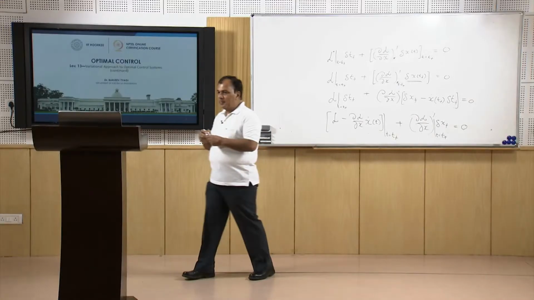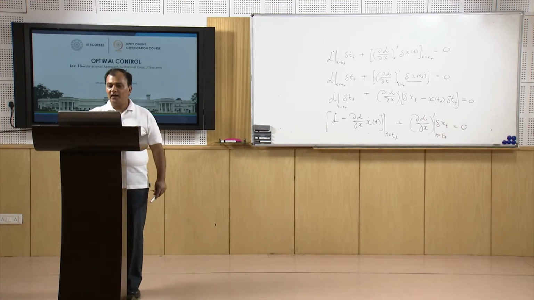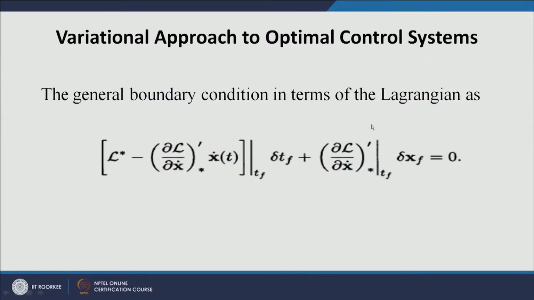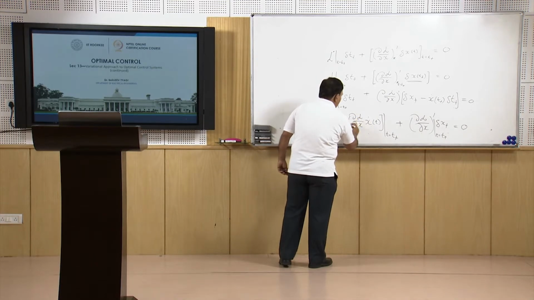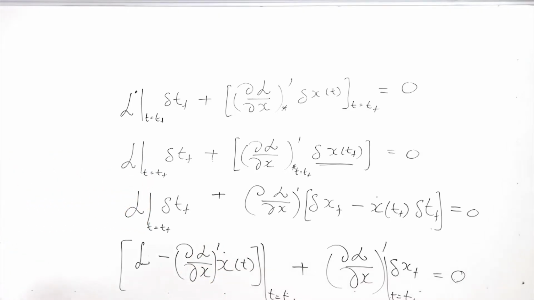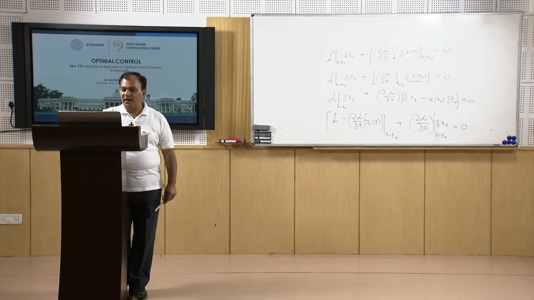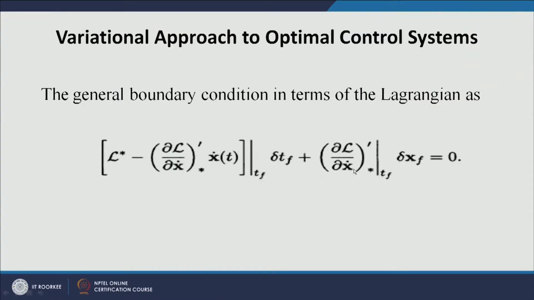So, my final condition can be represented by this equation, which is L minus del L by del x prime x dot, evaluated at Tf point. Similarly, del L by del x prime evaluated at the Tf point delta xf, this equal to 0 is my final condition.